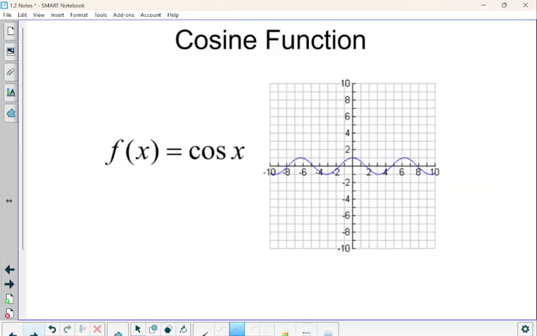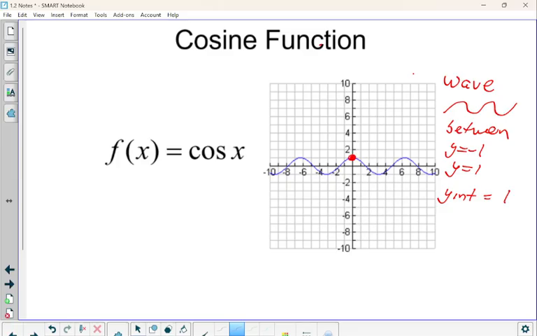Cosine function. Again, this is a wave, just like the sine function. It's also between y equals -1 and y equals 1. So what's the difference here? This has a y-intercept that is 1. See, it's up here. And it's symmetric on both sides. We say it has even symmetry.